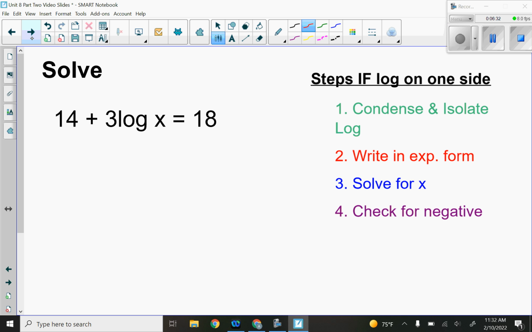Once again, we only have a log on one side, so we need to condense and or isolate if possible. So in this case, we have a single log. It's already condensed, but we want to isolate that log. So I could subtract 14.